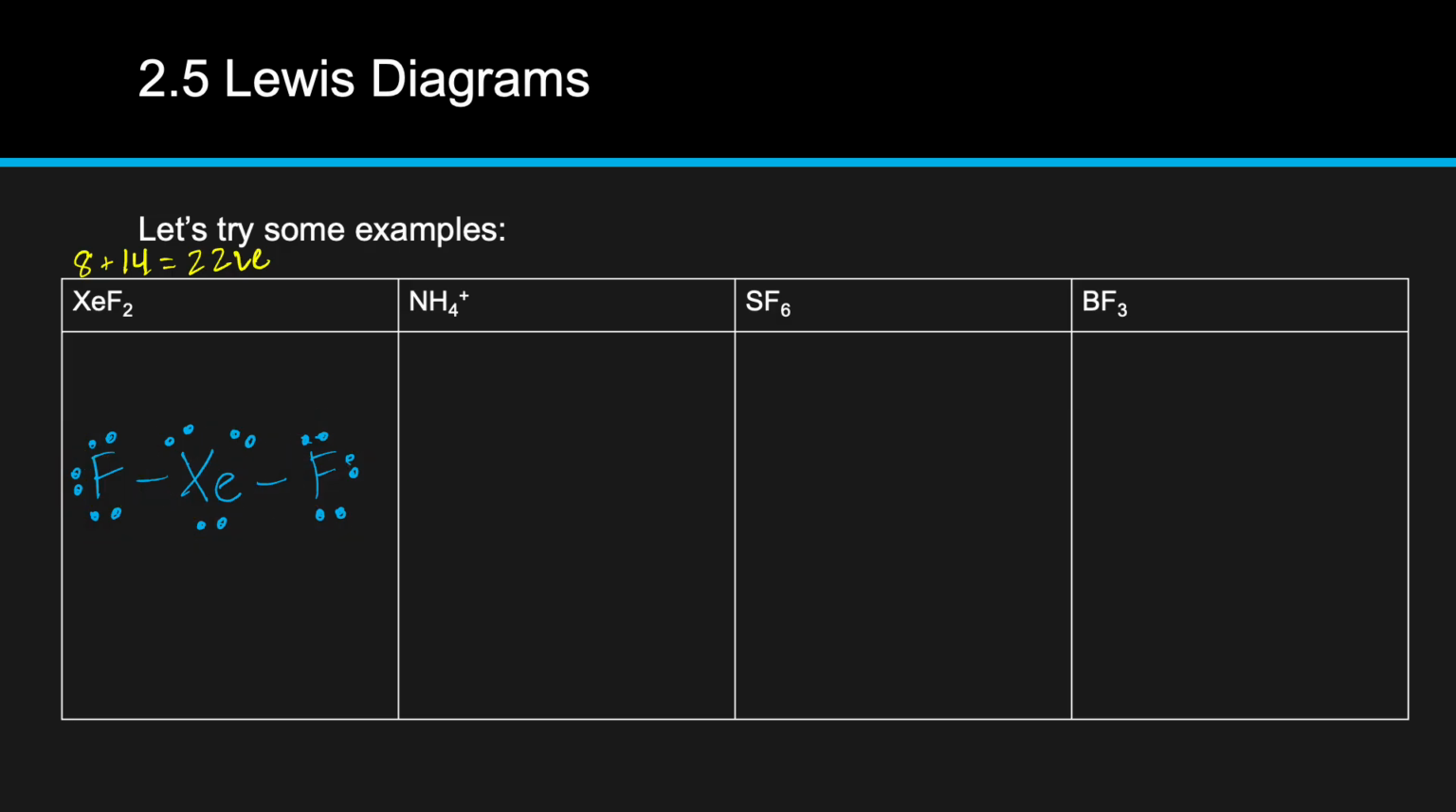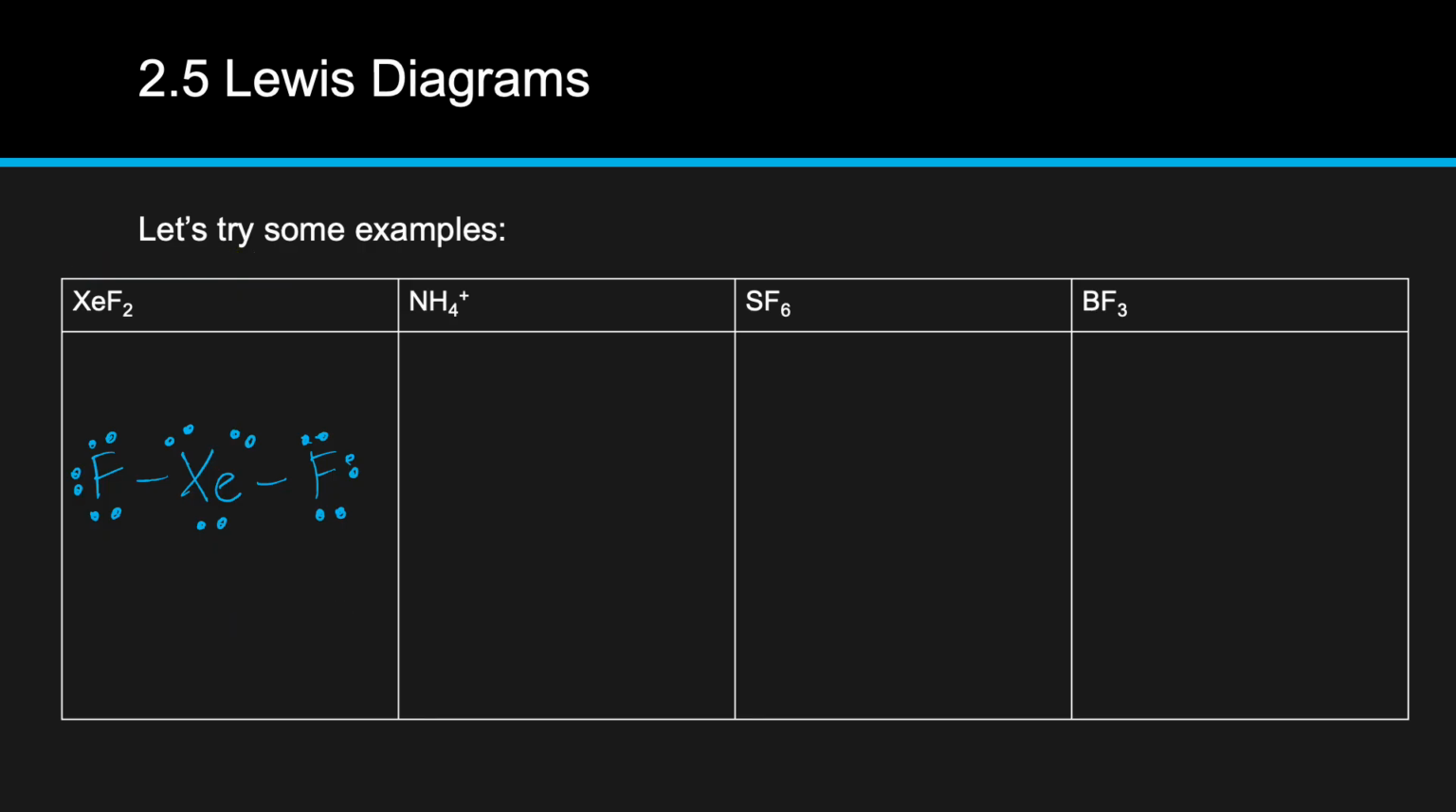Now, since xenon looks a little funky to us, let's go ahead and calculate the formal charge of xenon. So we know xenon has 8 valence electrons, minus the 2 bonds, minus the 6 non-bonded electrons, gave us a formal charge of 0. And we know fluorine typically bonds how you see it, so we do not need to calculate formal charge. So this would be the Lewis diagram for XeF2.